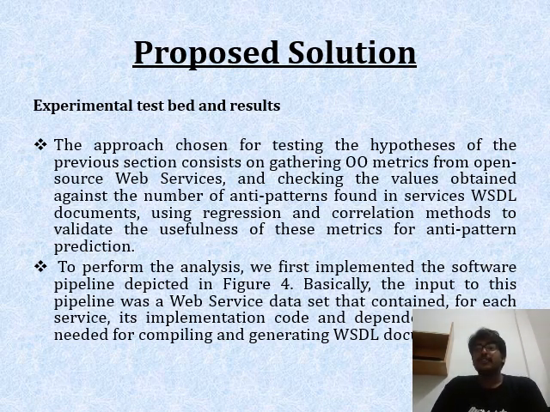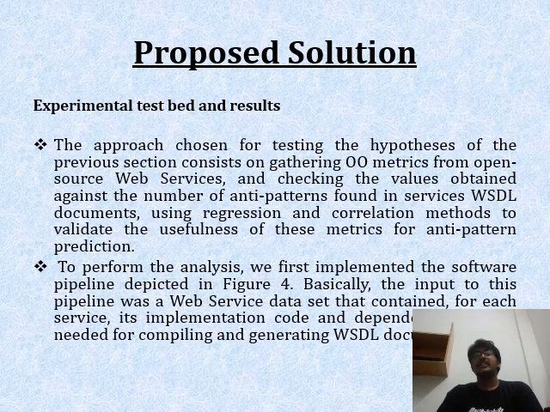The approach chosen for testing the hypothesis of the previous section consists of gathering OO metrics from open source web services and checking the values obtained against the number of anti-patterns found in the several WSDL documents, using regression and correlation methods to validate the usefulness of these metrics for anti-pattern prediction.